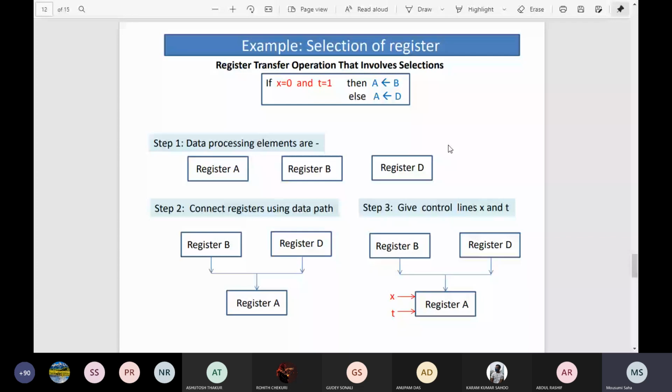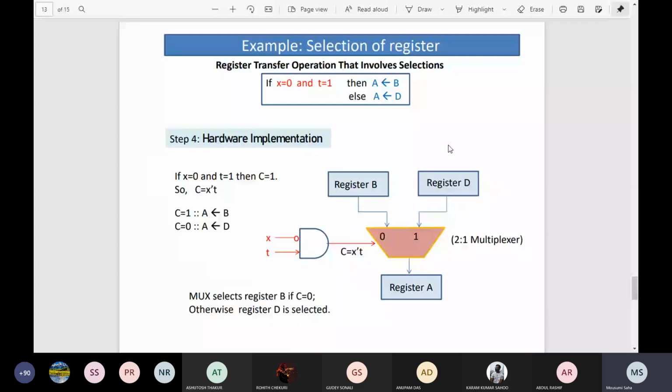If I design in this way, that is x equals 0 and t equals 1, then obviously C equals x by t. Here these two conditions are combined with the AND, so a logical AND operation will be there. So C equals x by t.